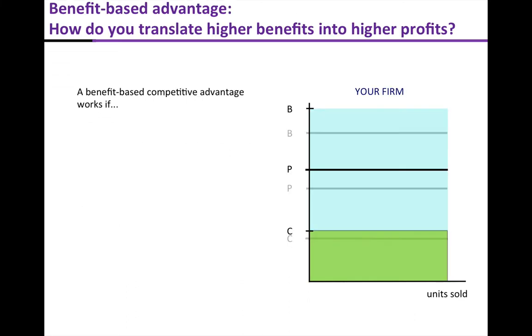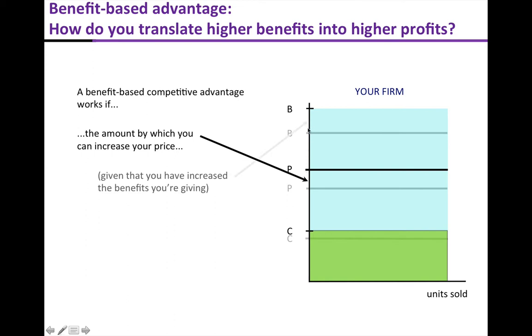Okay, moving on to the next, a benefits-based advantage. A benefits-based advantage works if the amount by which you're increasing price, so now we're increasing the price, we're producing a premium product, given that we're increasing the benefits, which means that customers are getting more, and so as a result they're willing to pay more, is more than the amount by which I've increased my cost. This gives me an advantage.